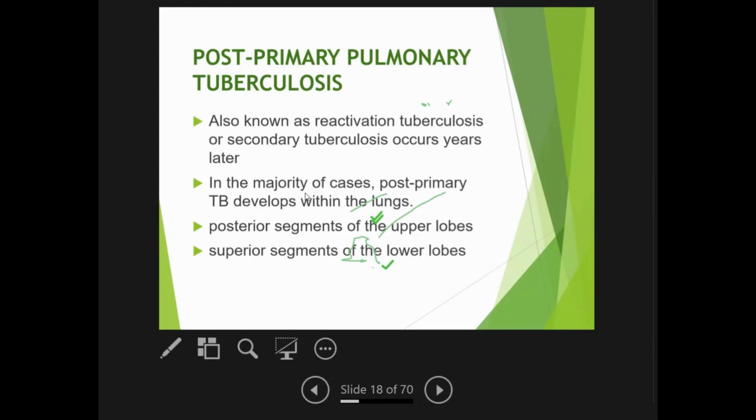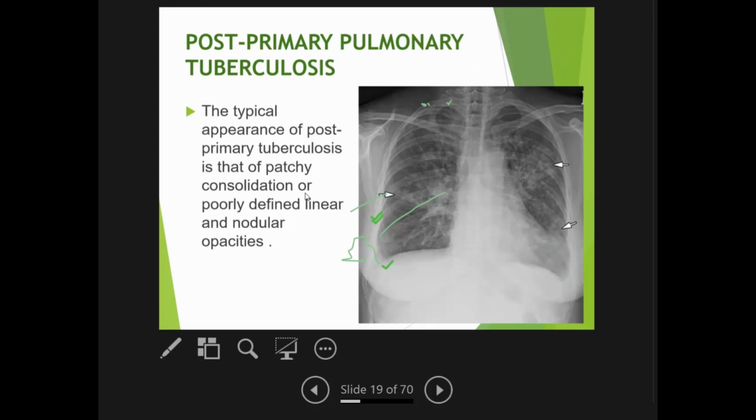The post-primary form is known as either reactivation TB or secondary tuberculosis. The majority of cases develop in the lung, and they are common in the posterior segments of the upper lobes and the superior segment of the lower lobes. The typical appearance is small patchy areas of bronchopneumonia or consolidation with linear bands, and sometimes you might see a nodular pattern.